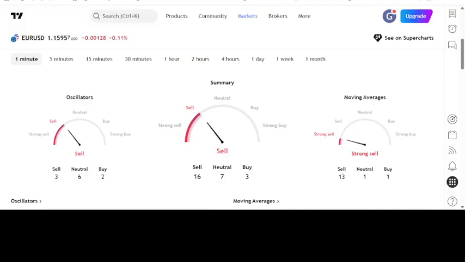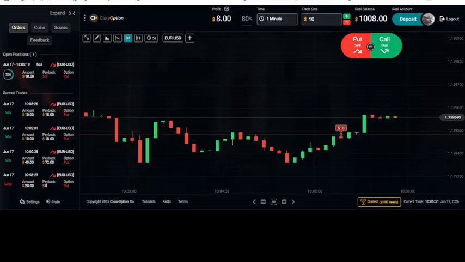Let's go to the technical indicator real quick. Yeah, it's still giving us sell. Okay, the oscillator is giving us neutral, but we're looking for the summary. So the summary is telling us to sell. So let's go back, monitor this trade.